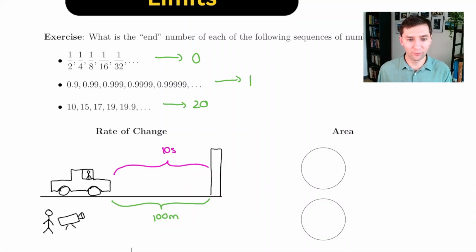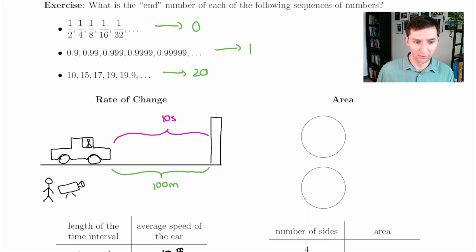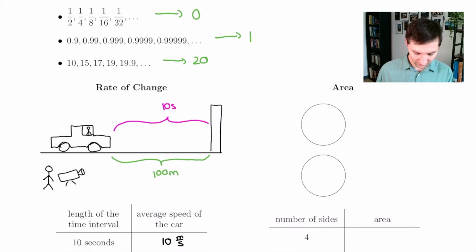This allows you to compute the average velocity of the car during the first 10 seconds of the trip. You take the total distance and divide it by the total time. 100 divided by 10 is 10. So, during the first 10 seconds, the car was going 10 meters per second. Unfortunately, at the beginning, the car was going slow. Later on, the car was going faster.